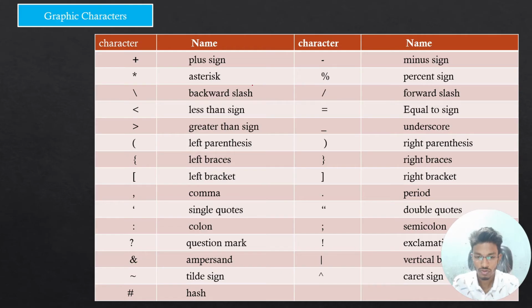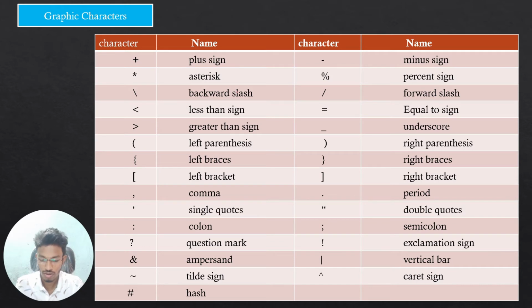Moving further, this is the fifth, the graphic characters. The very first one is the plus sign. We use a character like minus, which is the minus sign for subtraction. Asterisk for multiplication. This is the percent sign. This is the backward slash, and this is the forward slash. This is the less than sign, and this is the equal to sign. You can elaborate on all these one by one.